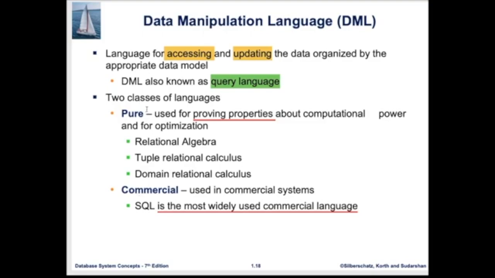So, yung mga pure languages, these are yung mga relational algebra, tuple relational calculus, domain relational calculus. These are formal languages that is used primarily for proving properties and limits of computational power. And hindi sila ginagamit for application development. Na hindi mo kailangang gamitin tong languages na to.